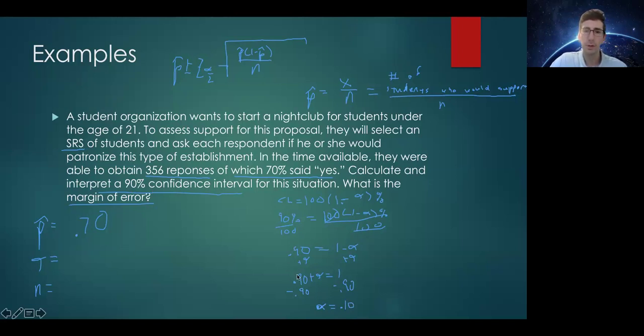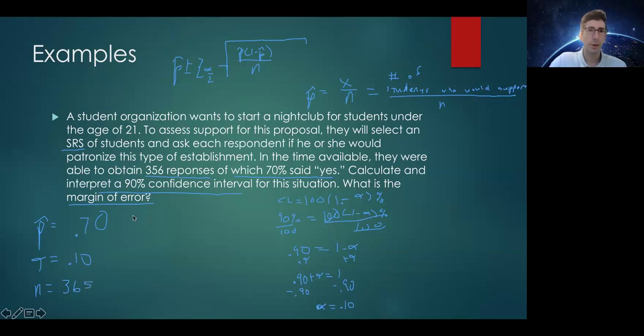This is the kind of way to mathematically do it. But if you think of the confidence level, the alpha is really just the difference between the confidence level and essentially 1, right? If you just change this to a decimal, subtract from 1, that's how you get your alpha. You can do it this way if you want as well. And then our sample size, right? They were able to obtain 356 responses, right? So that is our sample size. It's how many people they asked.